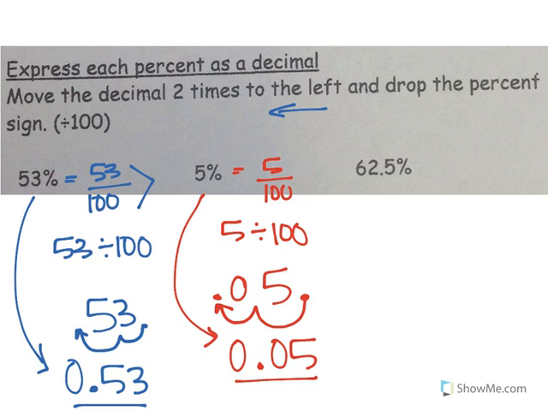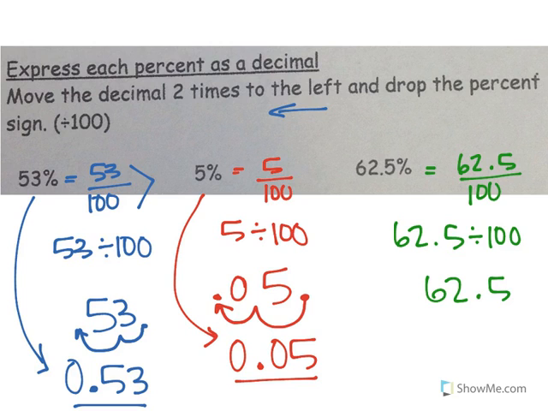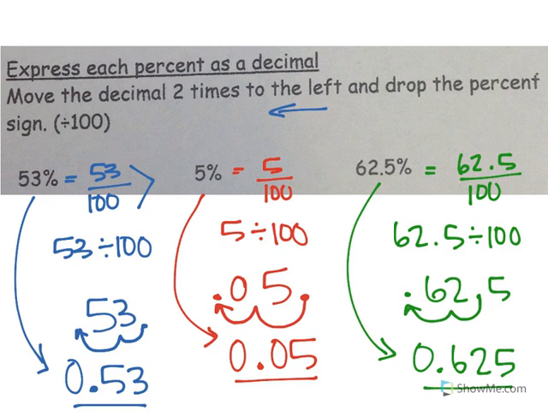Let's try one more, 62.5%. So we could write this as 62.5 over 100. And then we can divide 62.5 divided by 100. So I'll take that decimal and move it 2 to the left and drop the percent sign. So 62.5% is equivalent to 625 thousandths as a decimal.